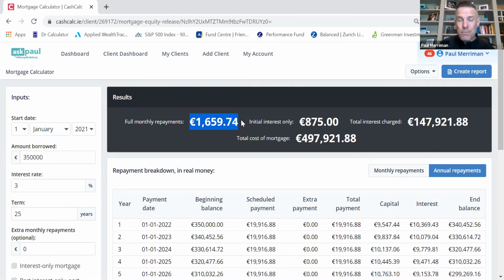A lot of people get scared by that. But if you're paying 1,500 or 1,600 quid rent, and now you have your own home and you're going to be mortgage free in 25 years, it's worthwhile stretching it maybe.